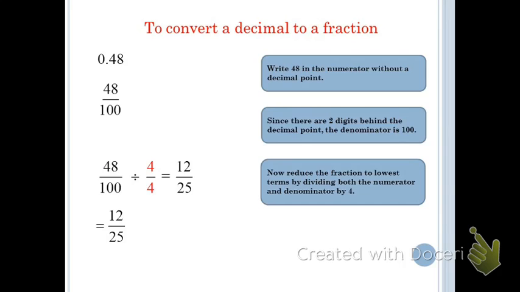0.48. Write 48 in the numerator without a decimal point. Since there are 2 digits behind the decimal point, the denominator is 100. Now reduce the fraction to lowest terms by dividing both the numerator and the denominator by 4. So 48 100ths reduces to 12 25ths.